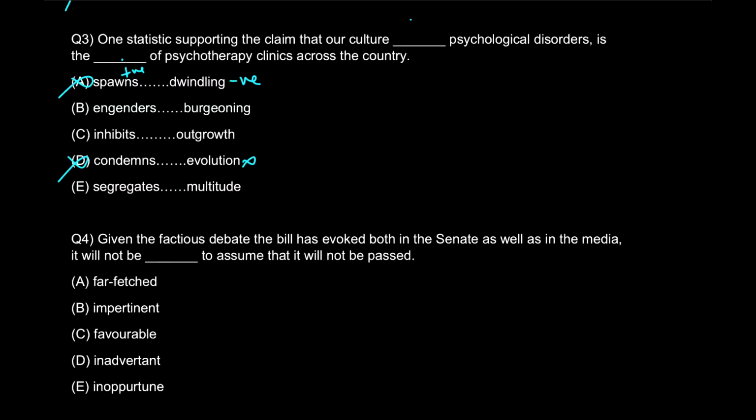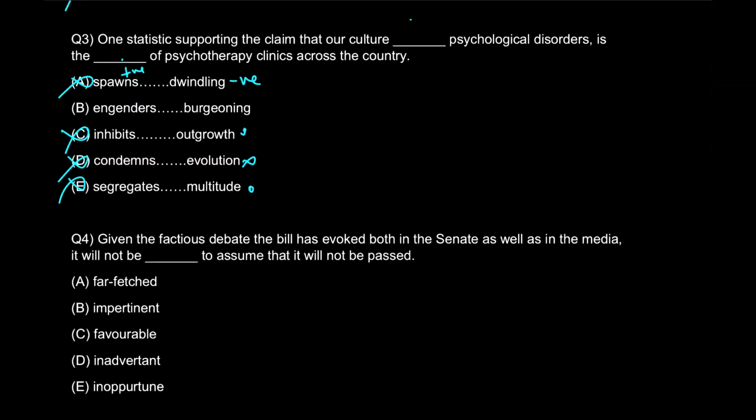ऑप्शन सी एंड ई को भी हम लोग इजीली एलिमिनेट कर सकते हैं बिकॉज द सेकेंड ब्लैंक आउटग्रोथ एंड मल्टीट्यूड दीज आर एक्चुअली डिनोटिंग इंक्रीजिंग नंबर्स, बट हमें यहाँ पे क्लेम को इनहिबिट करना है, segregate करना है. I mean, it is stopping it out there. So therefore, we will be eliminating this and we are left with one correct answer.